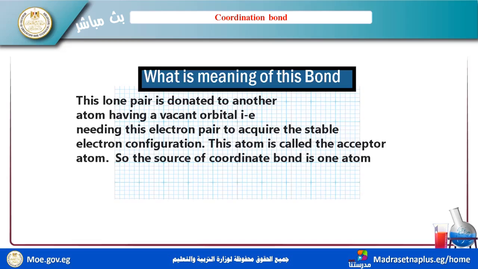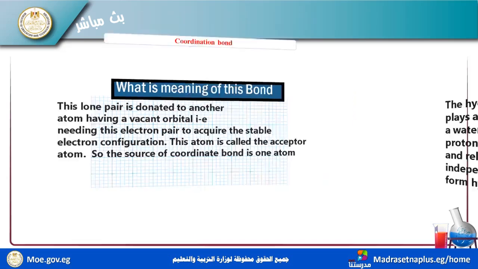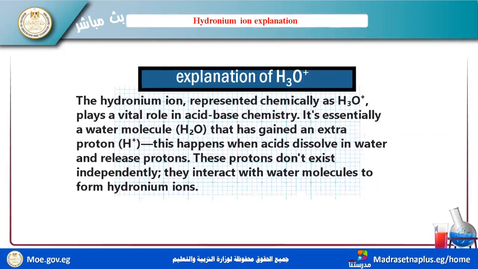Now we find the explanation of H3O. This is the hydronium ion. What is the meaning of the hydronium ion? Is it a stable compound? No, it is not stable, because the coordinate bond here is not stable. The hydronium ion is represented chemically as H3O, H3O positive.